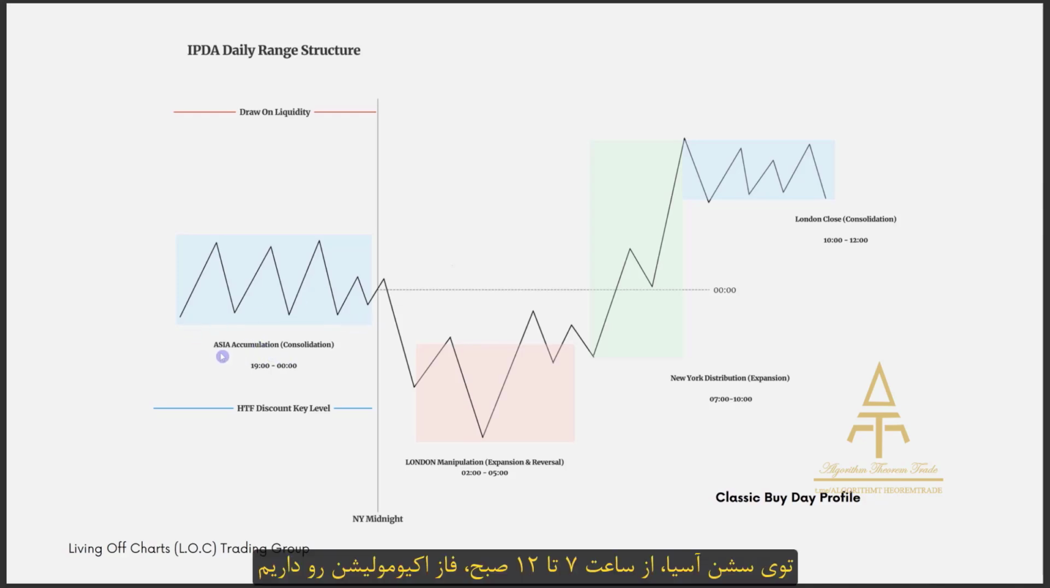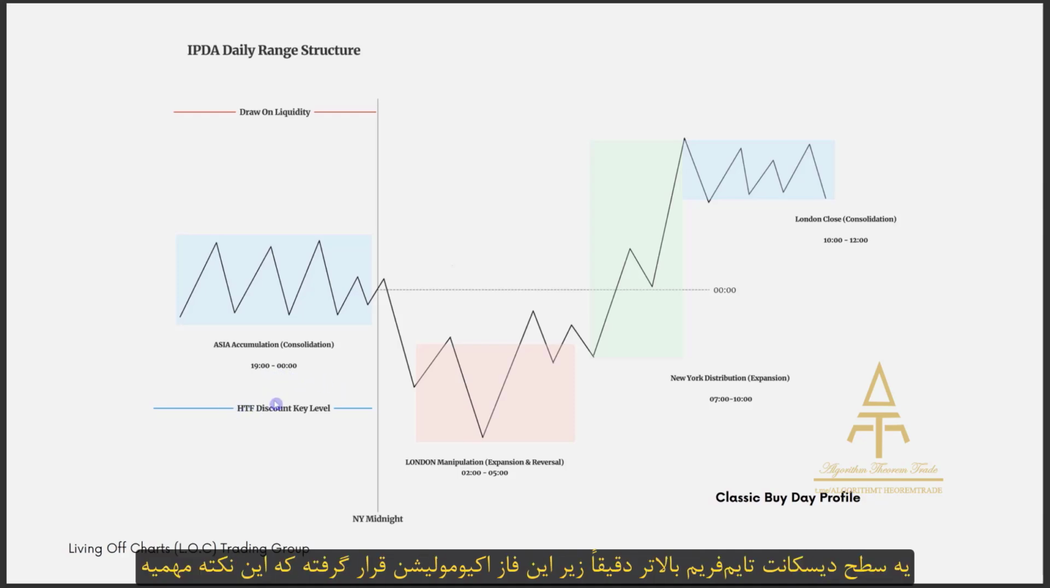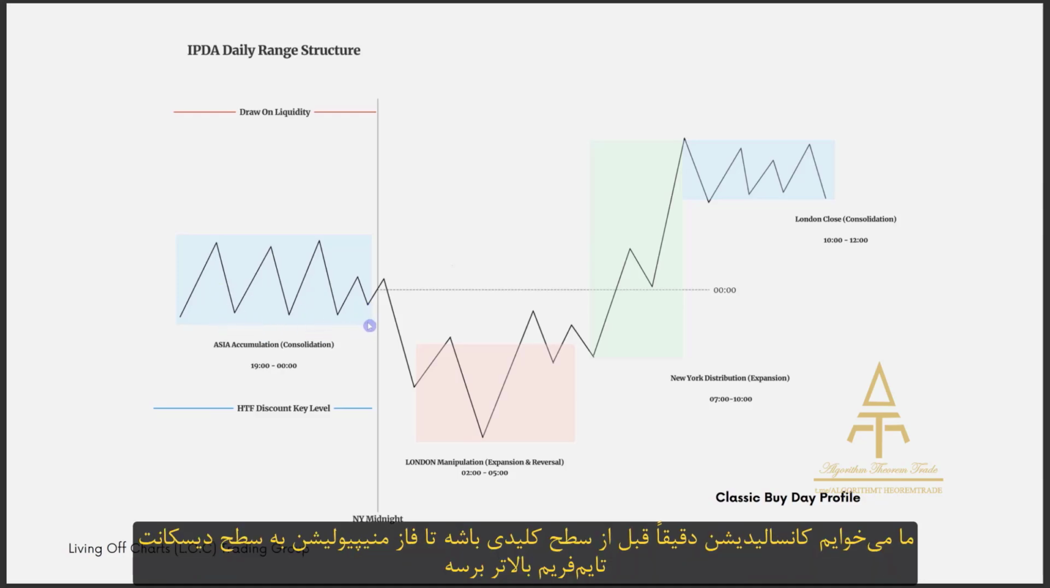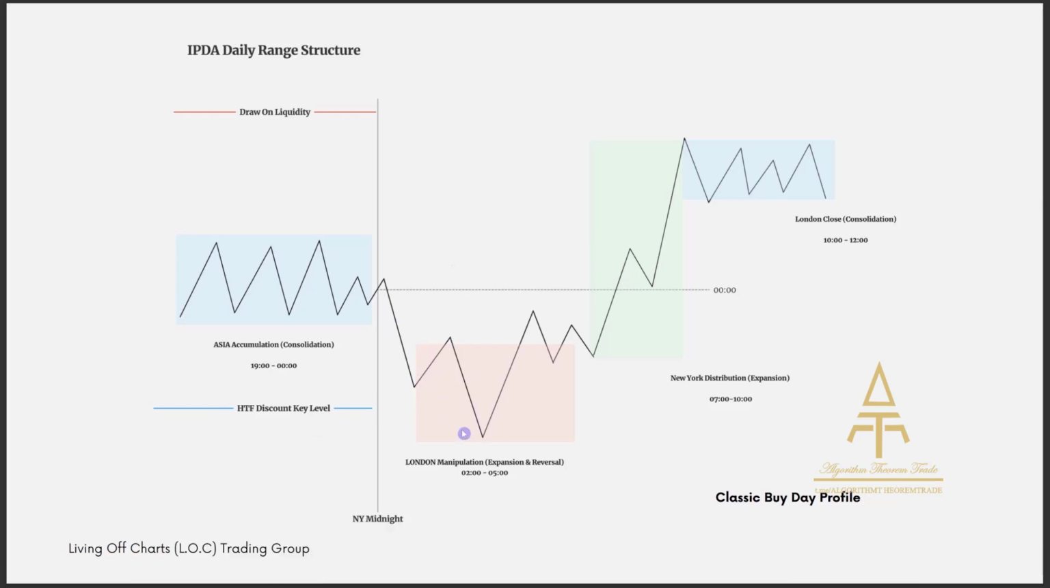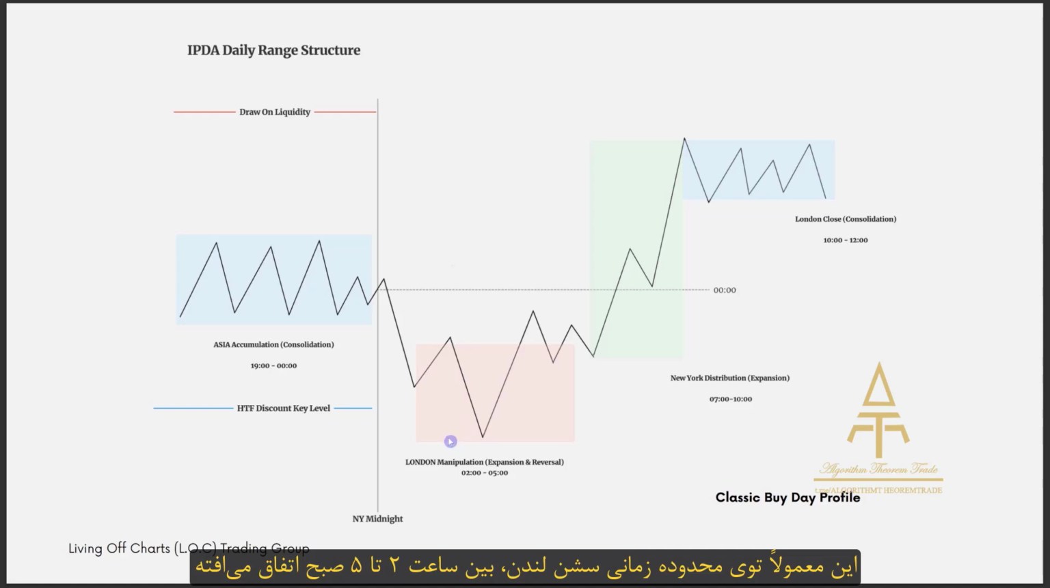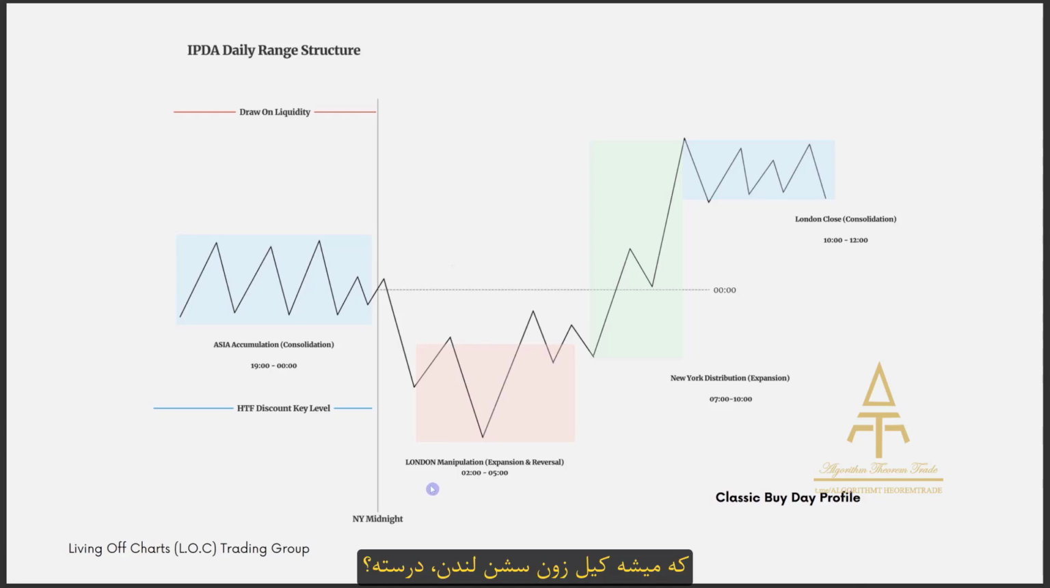So accumulation during Asia from 7 to 12 a.m., right? Higher time frame discount level resting just below that accumulation phase, right? This is important. We want to see that consolidation just before that key level, because then the manipulation phase can actually hit that higher time frame discount key level, and then we can expect this to be the manipulation. And this often happens during London session between 2 and 5 a.m. This is the London session kill zone, right?